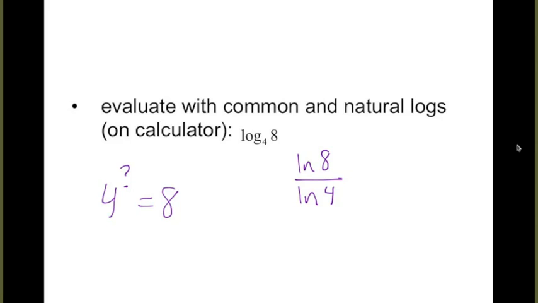Okay, so a lot of students will try to reduce down and go, oh, 8 divided by 4, I can do that, that's 2, so I'll take the ln of 2. Doesn't work, okay? You can't reduce them down. You just need to type the whole thing in. The ln of 8, make sure you close those parentheses, divided by the ln of 4. And we get 1.5. Okay, so that means 4 to the power of 1.5 equals 8.